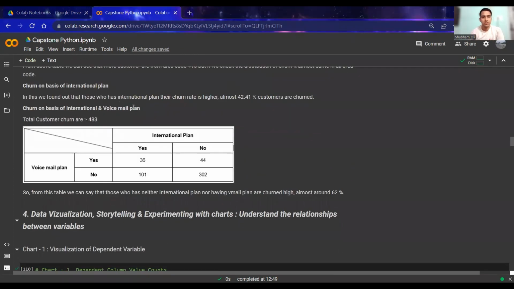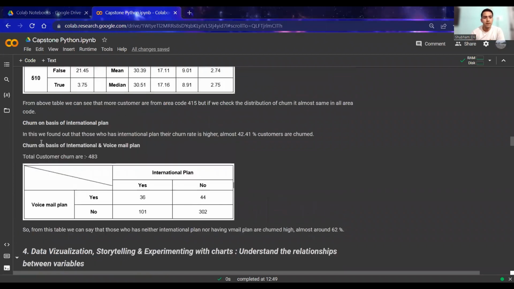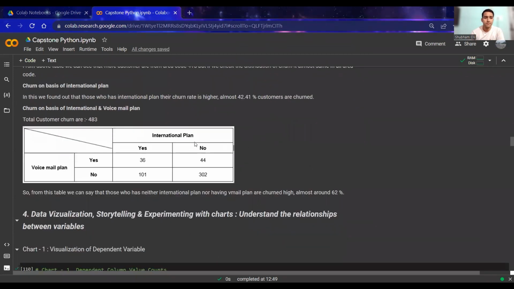Now churn on basis of international plan. In this, we found out that those customers who have international plan have a higher churn rate, almost 42.41% customers are churned. So here we also made it for voicemail plan.